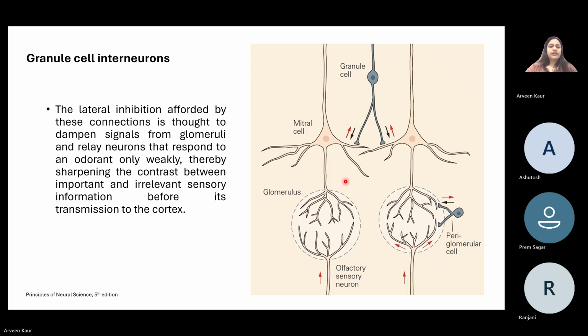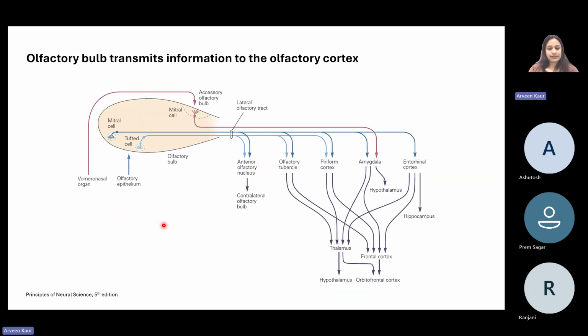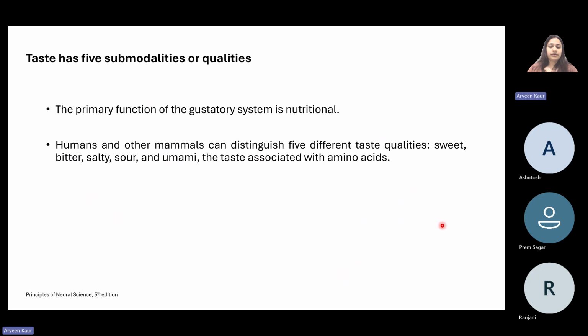Then when we talk about the granule cell interneurons, the lateral inhibition afforded by these connections is thought to dampen signals from glomeruli and relay neurons that respond to an odorant only weakly, thereby sharpening the contrast between the important and irrelevant sensory information before its transmission into the cortex, right? So the olfactory bulb transmits information to the olfactory cortex. This is the way it does so, right? Finally, to the hypothalamus and orbitofrontal cortex.